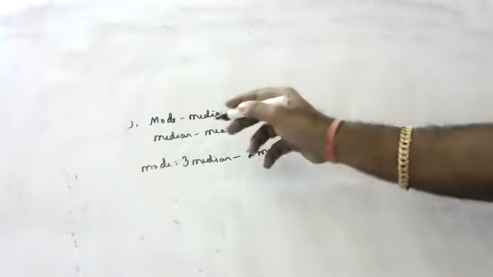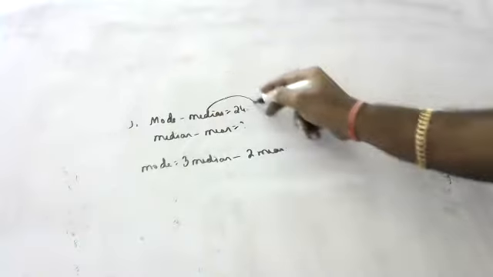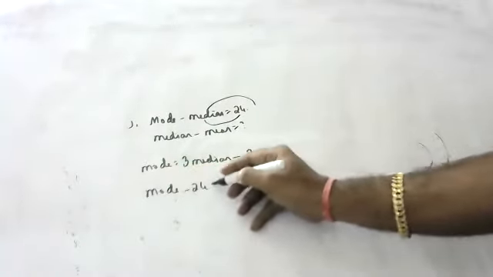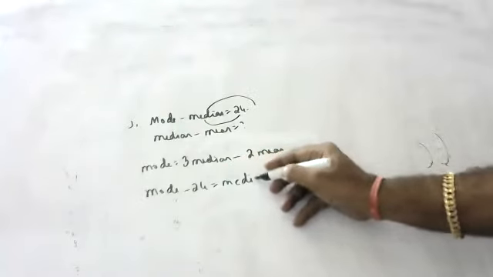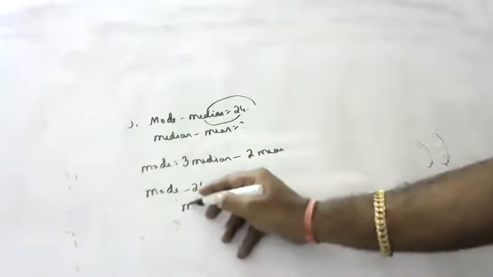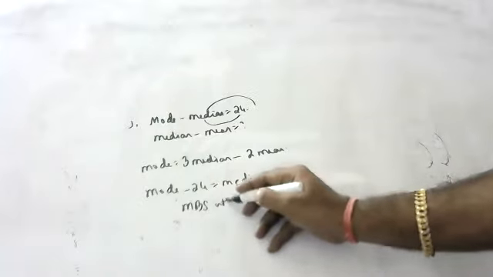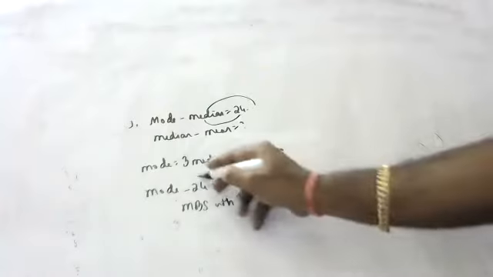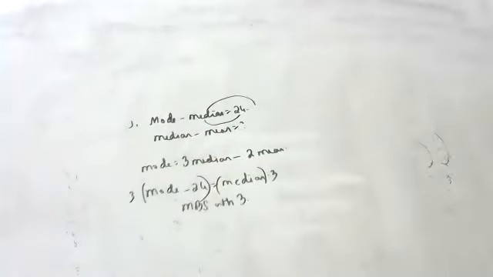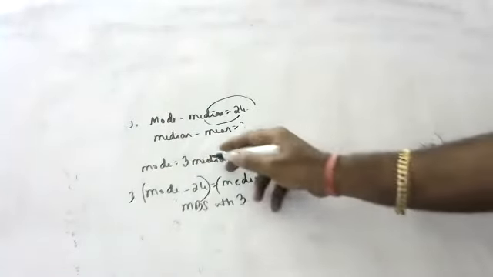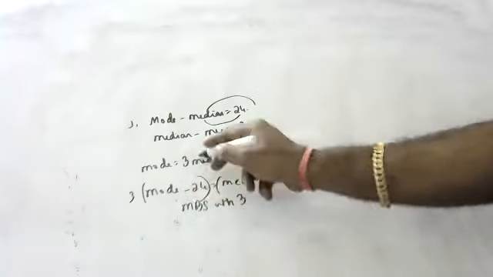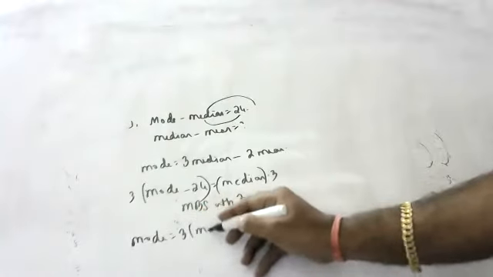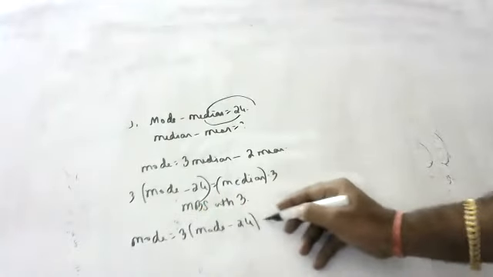So what we'll do? Bring this here, take this here. So mode minus 24 is equal to median. Multiply both sides with 3 so that we can remove this 3. Now there you put this value. So mode is equal to 3 into (mode minus 24) minus 2 mean.